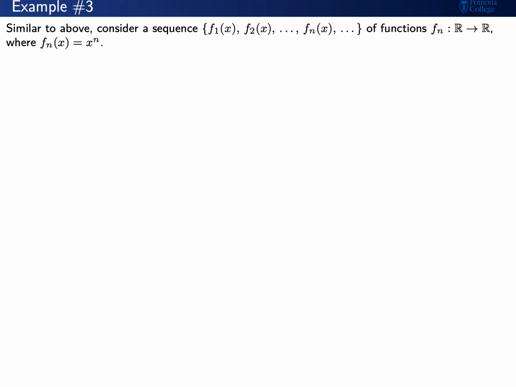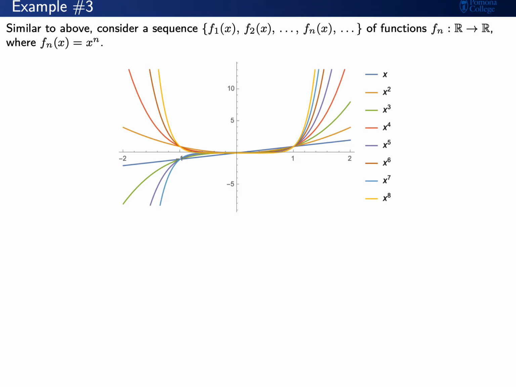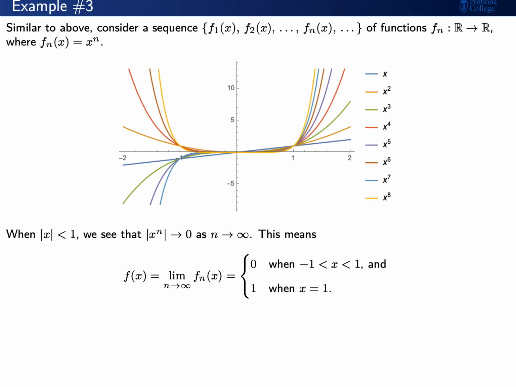Let's consider another example. Consider the sequence of functions f sub n defined on the entire real line, where f sub n of x is equal to x to the n. Here are some examples of the plots. When n is equal to 1, we have the linear function f sub 1 of x equals x. When n is equal to 2, we have the quadratic function f sub 2 of x equals x squared. We see that when the absolute value of x is less than 1, the absolute value of x to the n tends to 0 as n increases without bound.